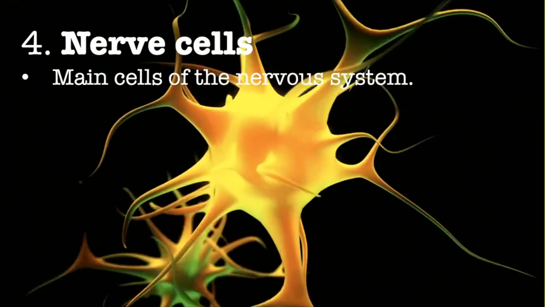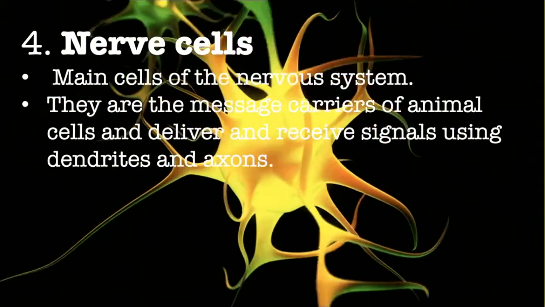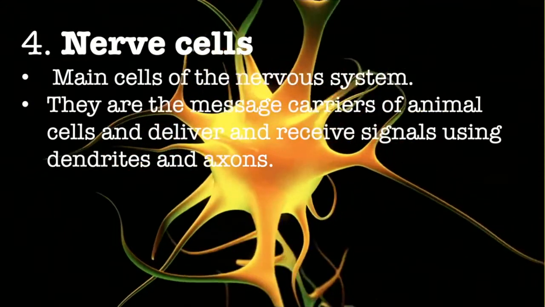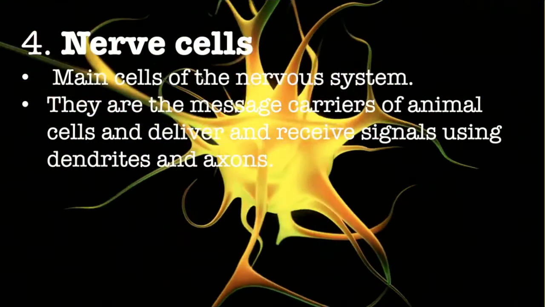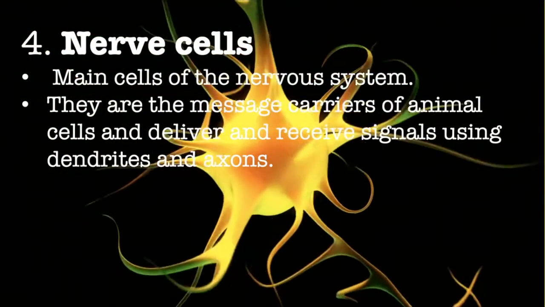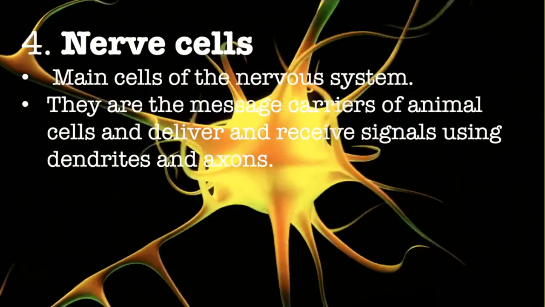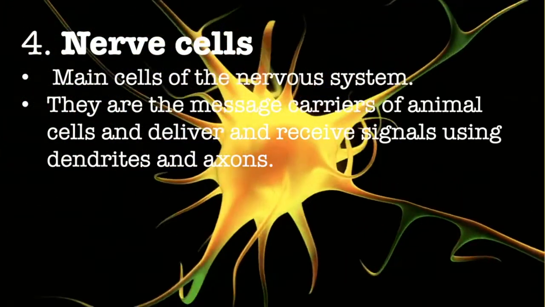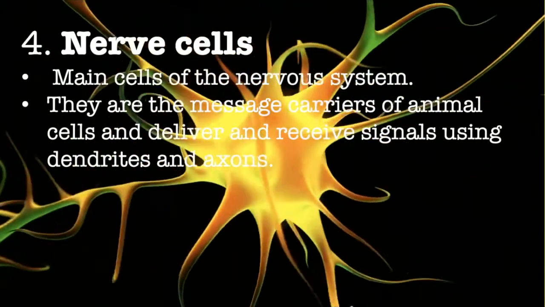They are the message carriers of animal cells and deliver and receive signals using dendrites and axons. Dendrites and axons are extensions from the cell that receive and export signals to and from the cell, respectively.